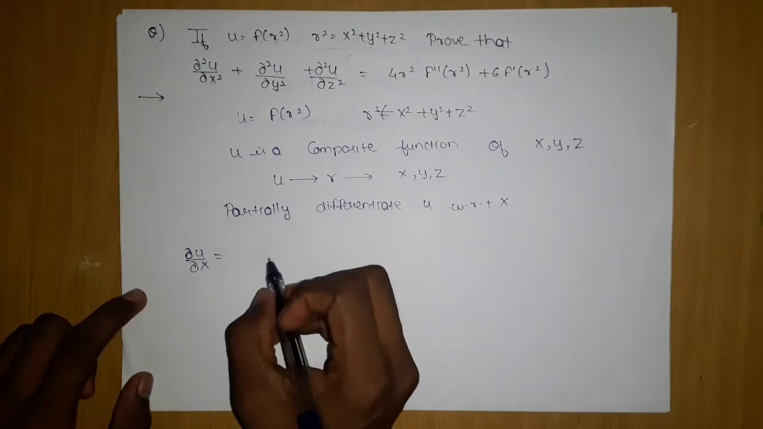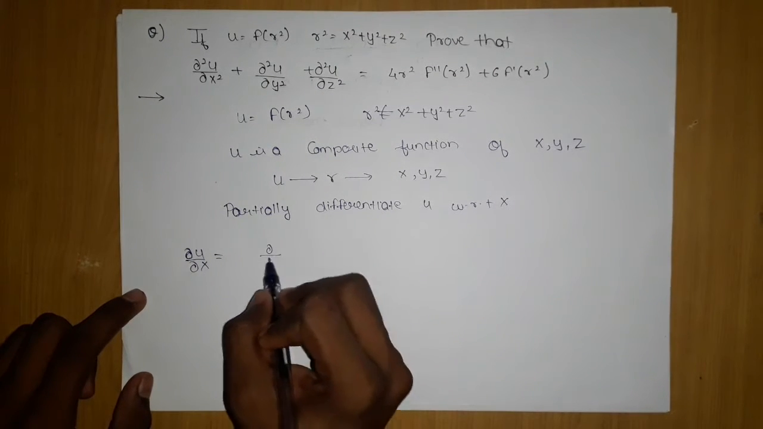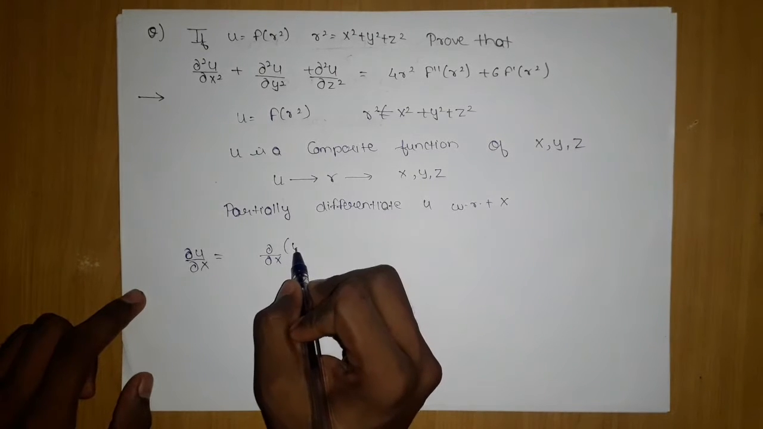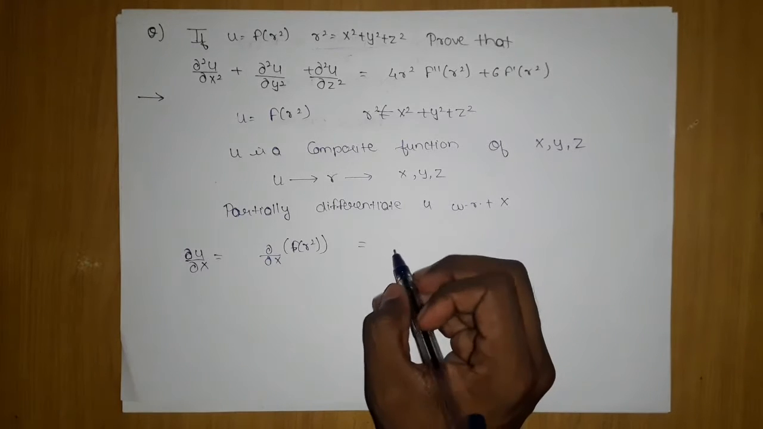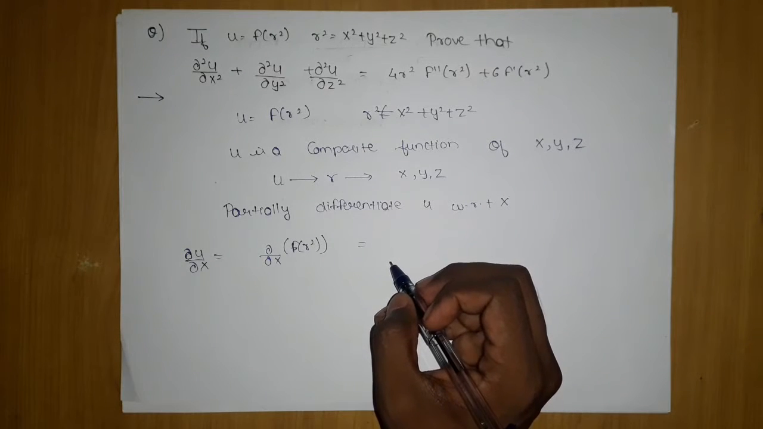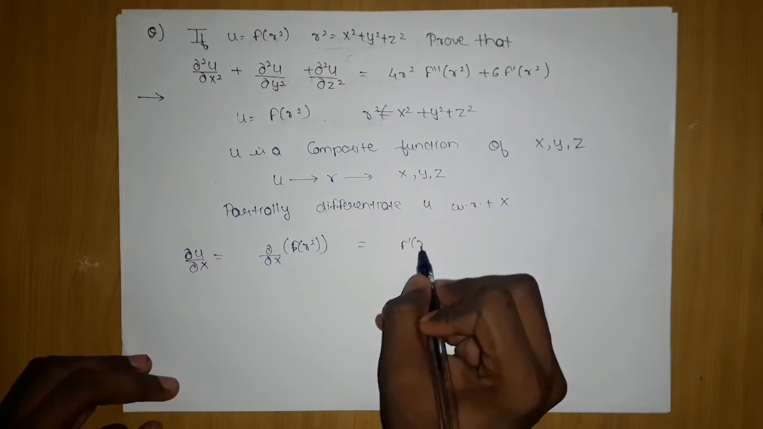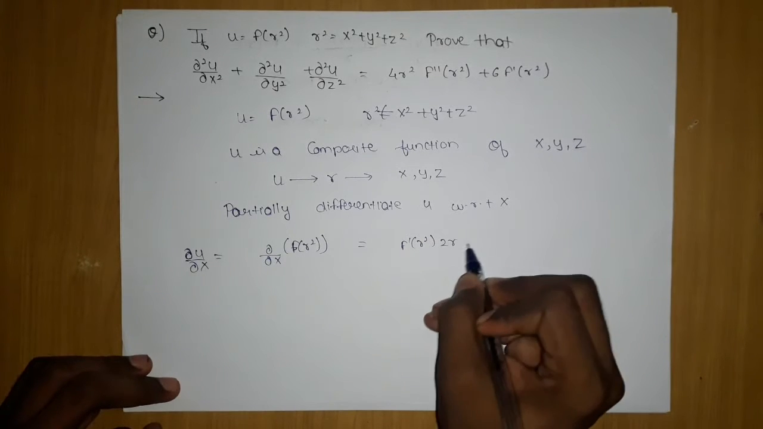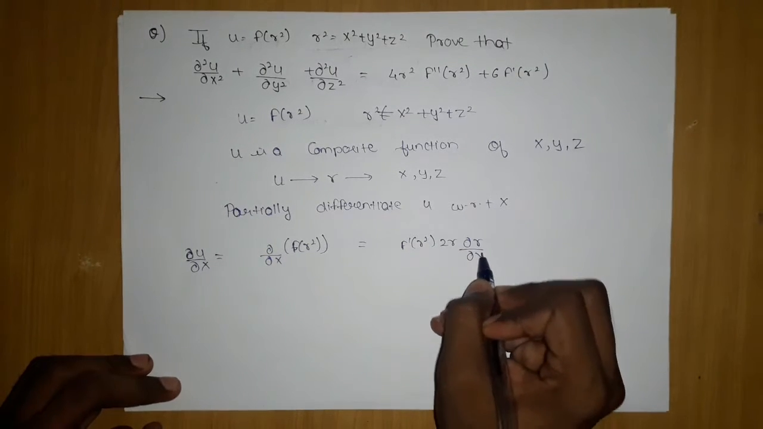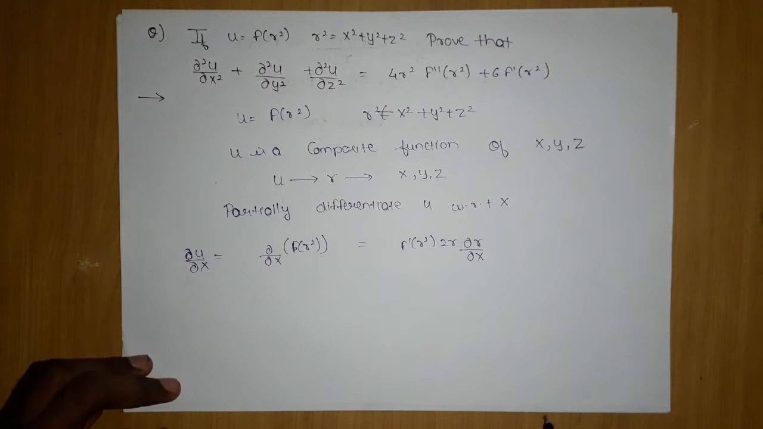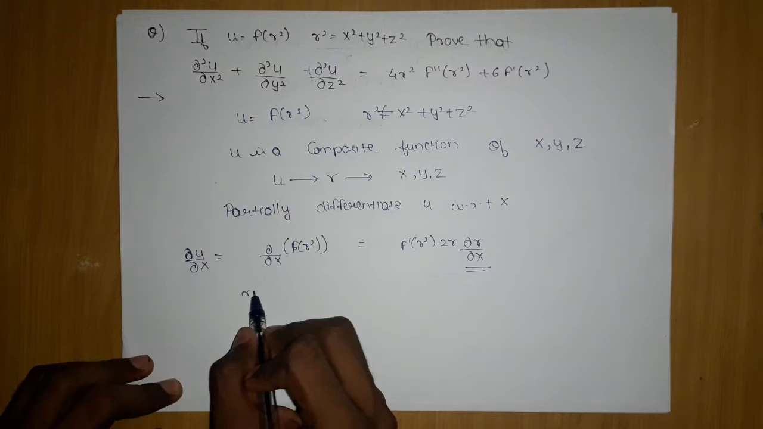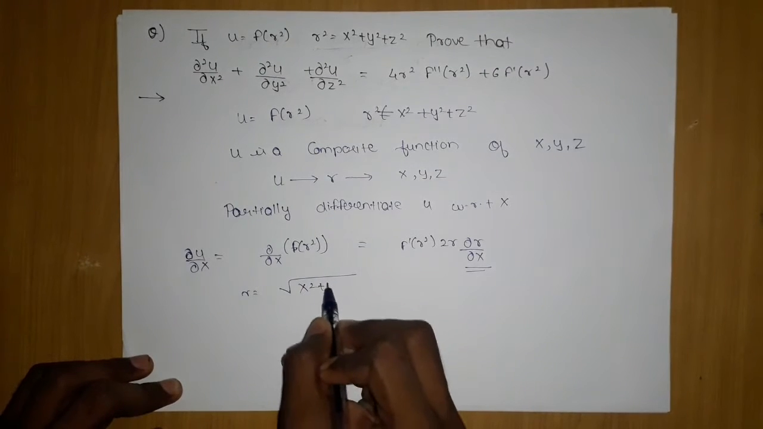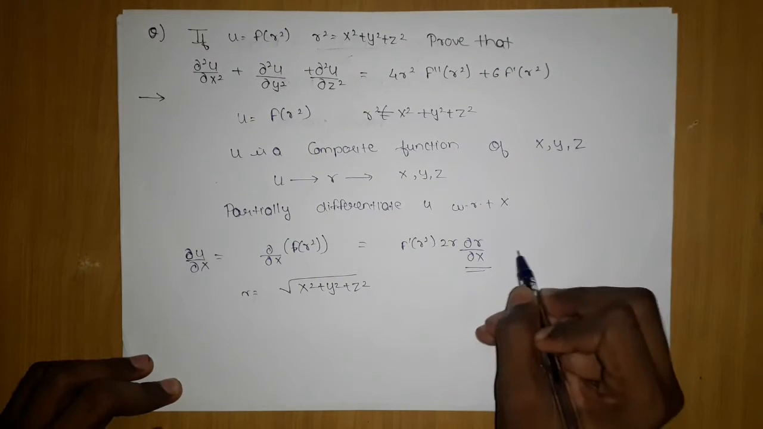Now what will it be? It will be dou by dou x of this f of r square, which, if I solve, I am going to get f dash r square into 2r into dr by dx. Now our main aim is to get this dr by dx. I know r is under root x square plus y square plus z square. Let's call it 1.